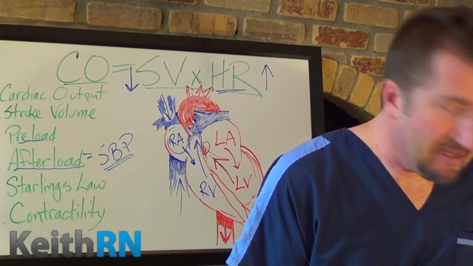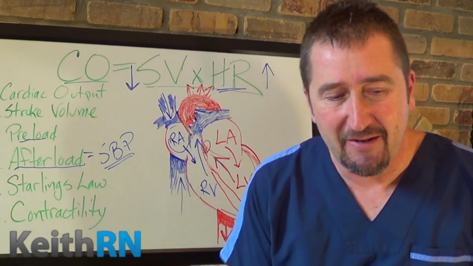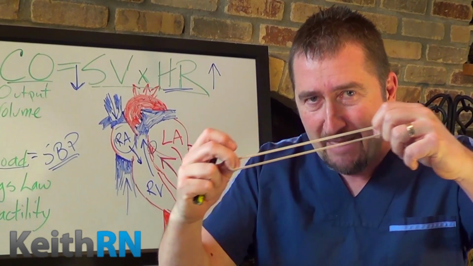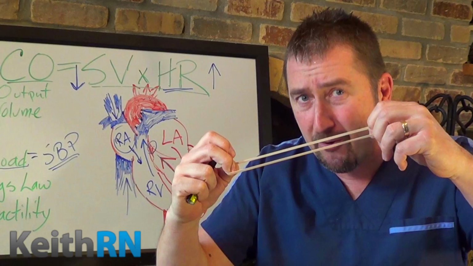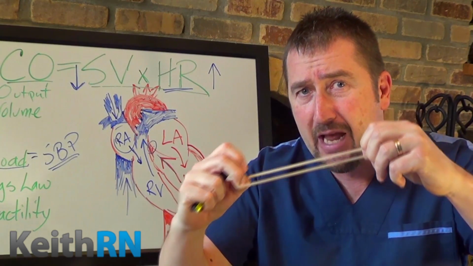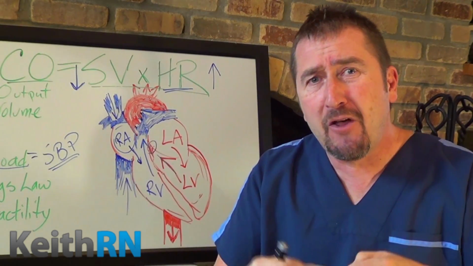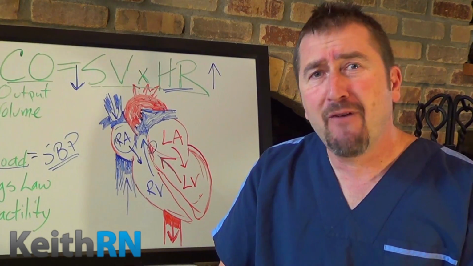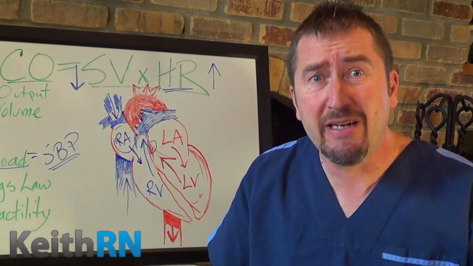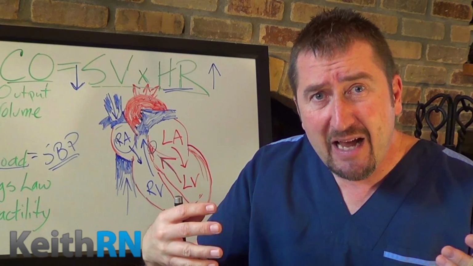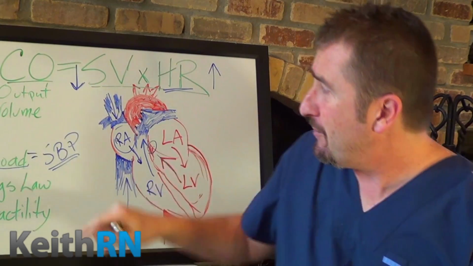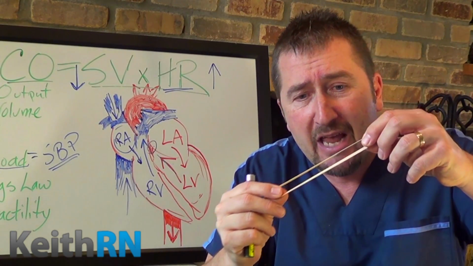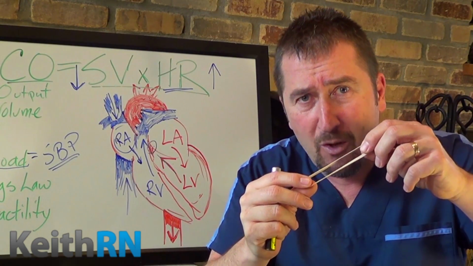Let's talk about Starling's law of the heart. Your heart muscle fibers are like a rubber band. They need to be stretched in order to have an adequate cardiac output. If our stroke volumes are low, for example, we're in a fluid volume deficit due to sepsis, going into septic shock. We're in vasodilation, and we're not getting enough volume coming back to the right side of the heart. Our stroke volumes will be less, and our contractility will be less.